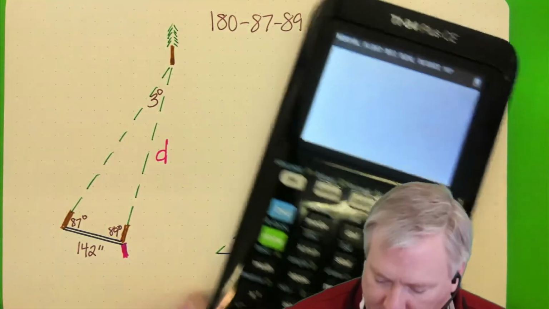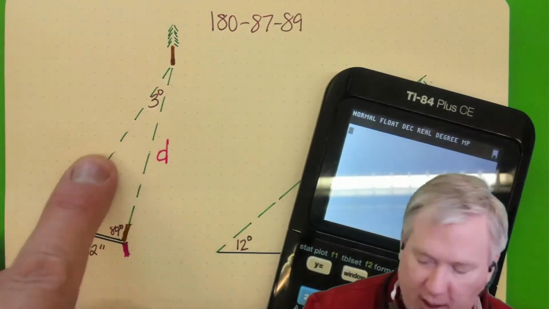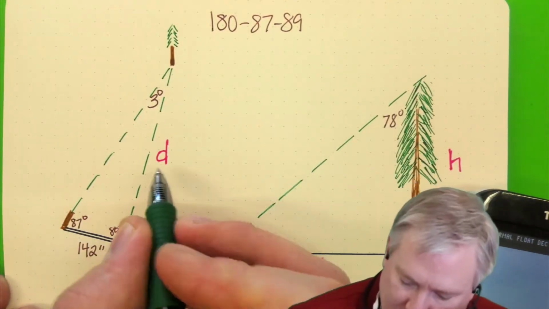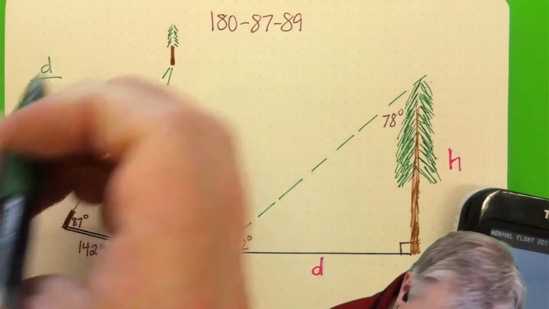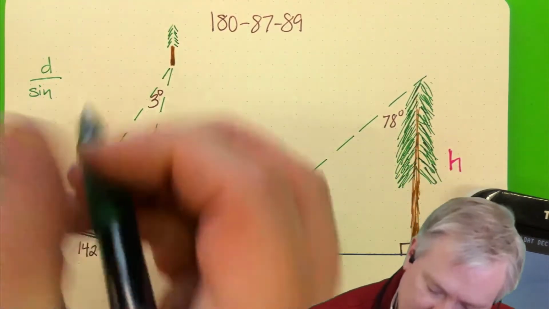So first off, let's just go ahead and solve this. There's no right angle, so I need to do the law of sines. And the law of sines says I take this unknown here, d, and I divide it by the sine of the angle across from it. That's 87 degrees.